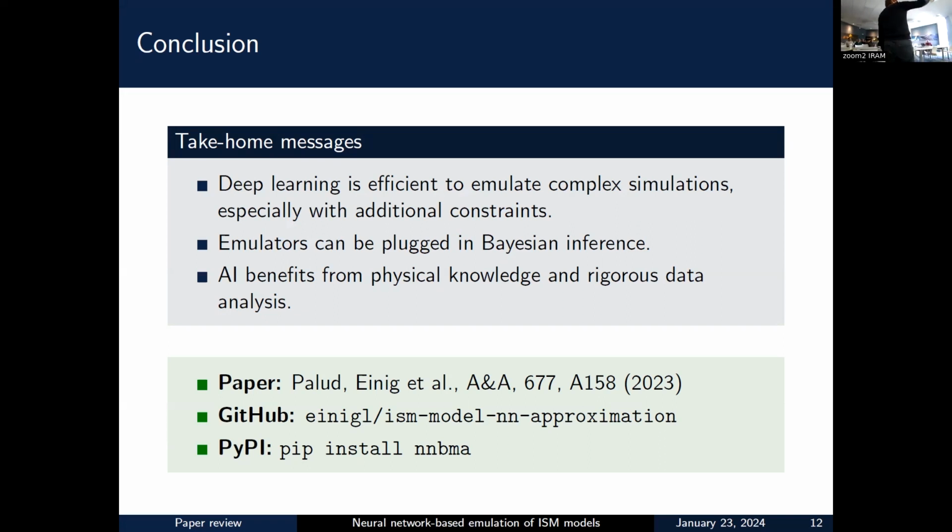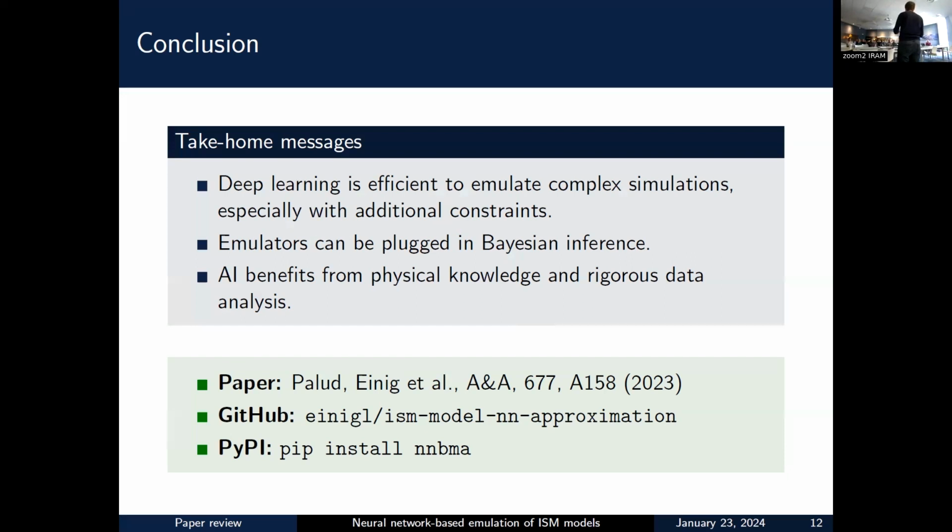But what is important is that in our case, deep learning is very efficient to model these simulations, especially with additional constraints. We imposed a lot of things, a different architecture. We wanted to have the reuse of intermediate results. Deep learning is very suited for this kind of constraints. Those emulators can be directly plugged into Bayesian inference.